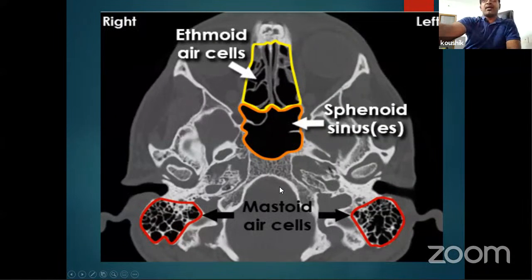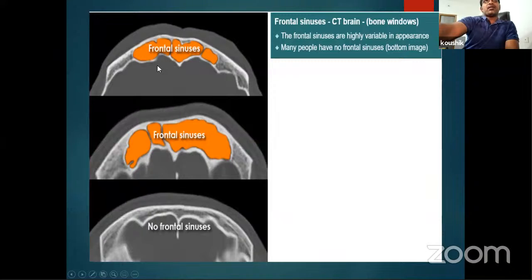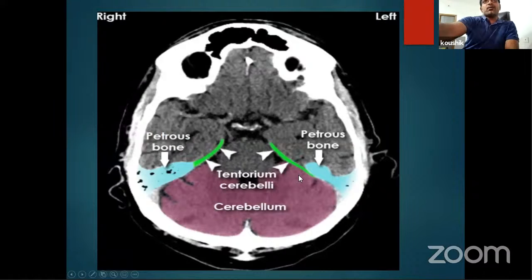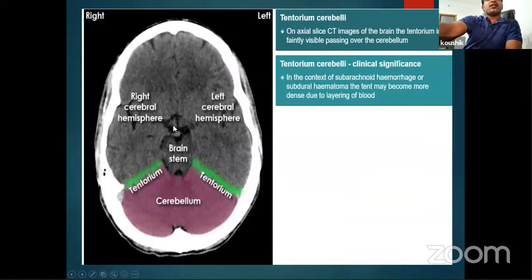If we come to the base of the brain, then we have the sinuses. These are the ethmoidal sinuses on both sides. Posteriorly, the sphenoidal sinuses. And bilaterally, posterolaterally, we find the mastoid air cells. Anteriorly, we have the frontal sinuses. Then if we go into the brain window, we have the petrous bones on either side, and the tentorium cerebelli and the cerebellum. Here comes the bilateral tentorium and cerebellum.